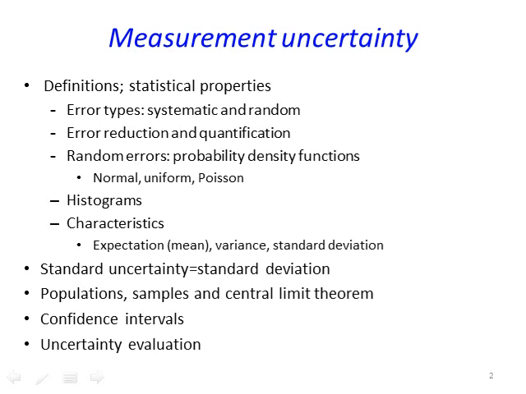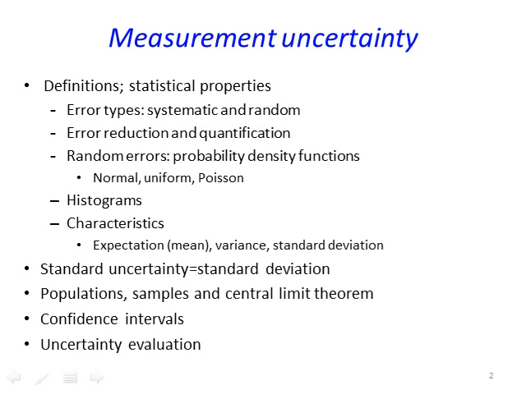Measurement uncertainty, definitions and statistical properties. Error types that we'll discuss today: systematic and random, error reduction and quantification. Random errors, the idea of probability density functions, and then I will discuss 3 types, although there are many more. The 3 that I will talk about today are the normal or Gaussian distribution, the uniform distribution, which is important for quantization, and the Poisson distribution, and I'll give an example of a source of Poisson randomness with a measurand that we will detect.